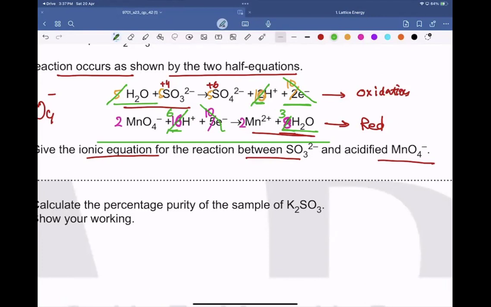Now, if you write the equation, it would be 2MnO4 negative reacting with 5 sulfite ions. 6 hydrogen ions are there, forming 2Mn2 positive plus 5 sulfate ions plus 3 moles of water. Now, is it clear to all of you?